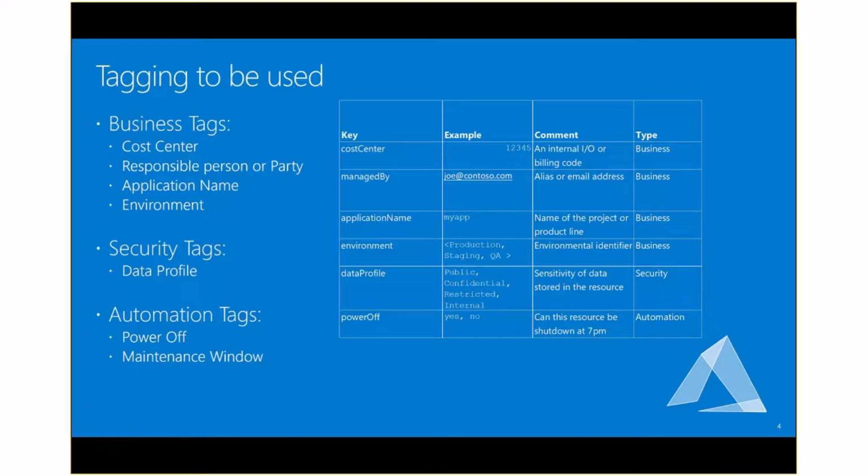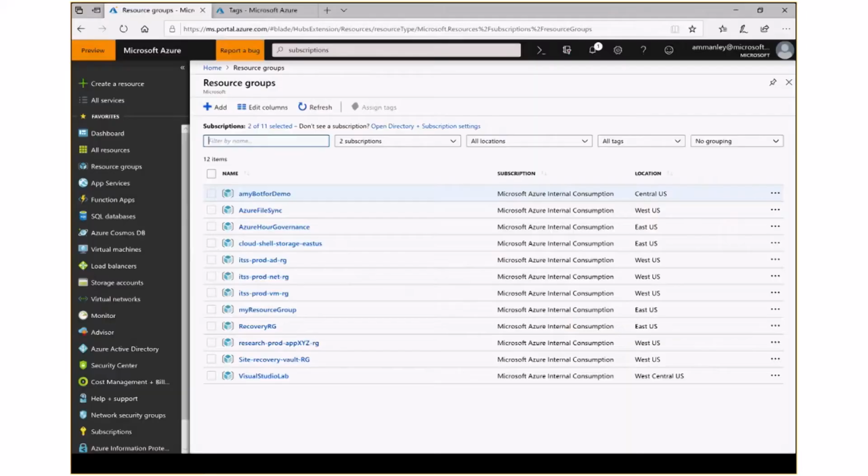All right, and then this is the tagging that we went over in the last video, but Contoso will be using some business tags, security tags, and automation tags if we have time. So now let's get to the portal. So here's the Azure portal. We're going to create a resource group by clicking here.